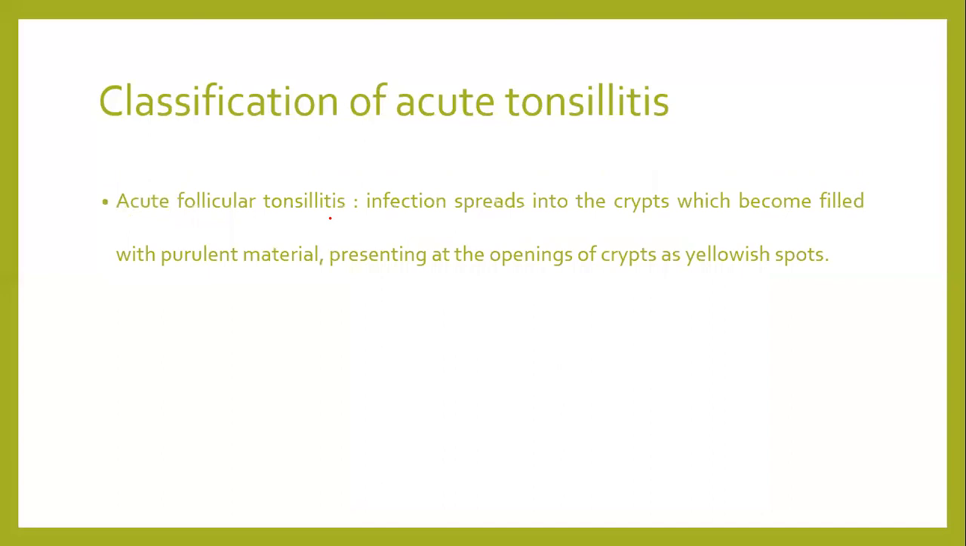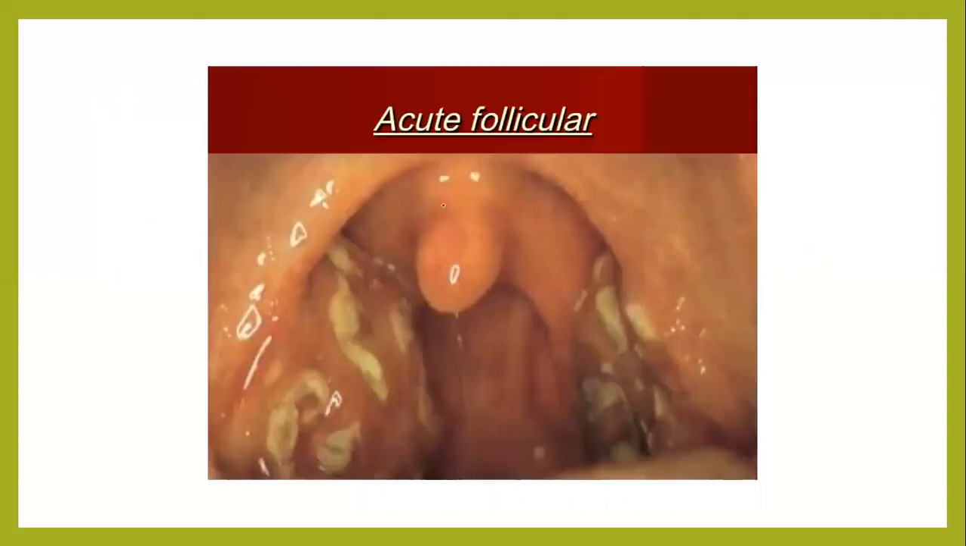The next form of acute tonsillitis is acute follicular tonsillitis, in which the infection spreads into the crypts, which become filled with purulent material, presenting at the openings of the crypts as yellowish spots. It is mainly characterized by yellowish spots seen at the openings. It is a kind of severe infection characterized by the presence of pus. So this is a picture of acute follicular tonsillitis.